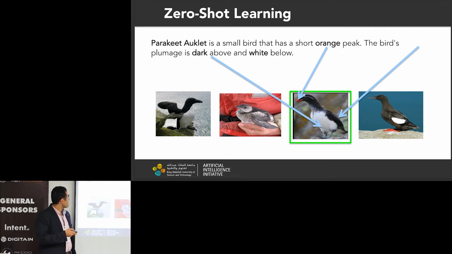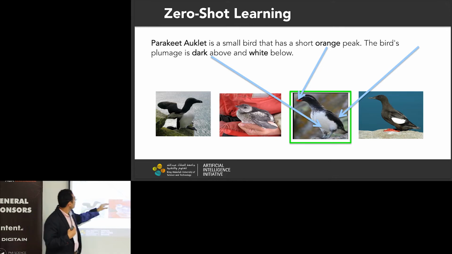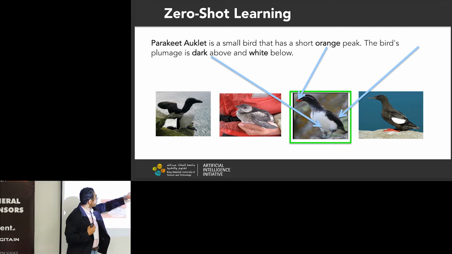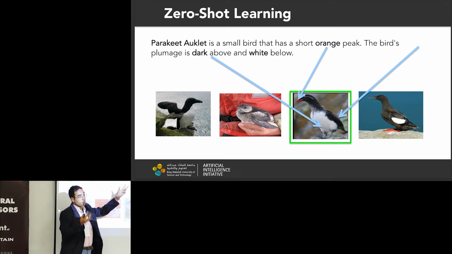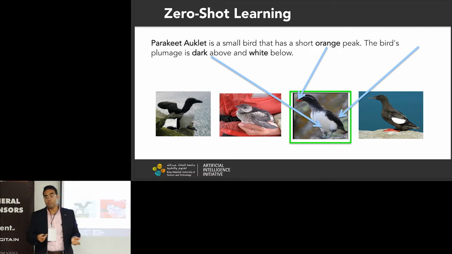Because this means that we learn to generalize or understand unseen classes because we have learned some underlying concepts. We learned what a beak means, what an orange beak looks like. We can compose new concepts from existing concepts we already know about, right?